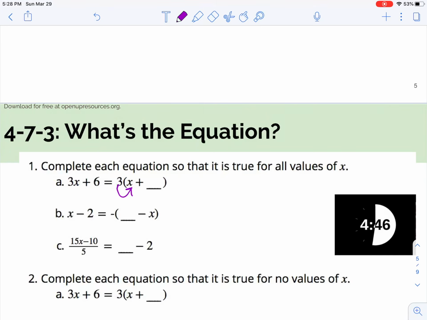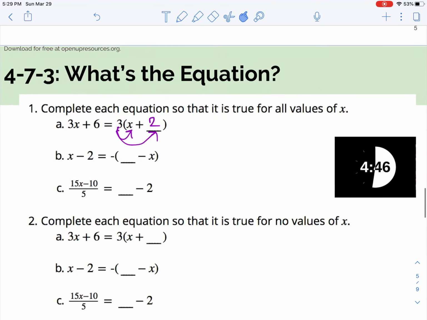Because you distribute it. So a lot of you are going to hurry on things like this. You're going to be like, oh my gosh, 6, okay, done. But it's 3 times 6, right? So 3 times 6 is not 6. You'd want to go back and say, okay, 3 times what is equal to 6? And then that's what goes in your blank. So 3 times 2 would be 6, correct? And then you got it for all values of x.